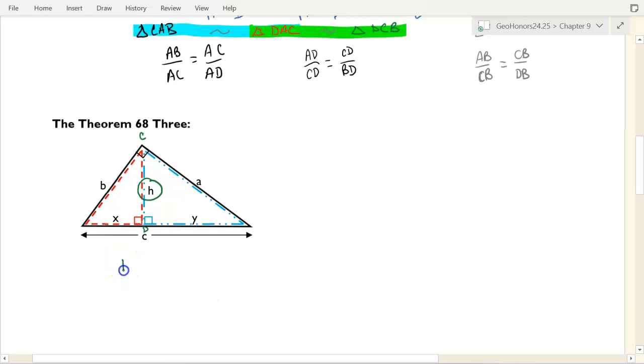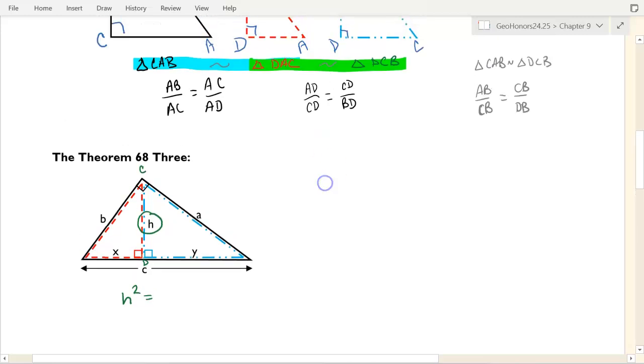h squared is going to be equal to AD times BD. Well, AD is x, and BD is y. h squared is equal to the product of the proportional segments of those legs. That's one important statement or setup for an equation that we can use.